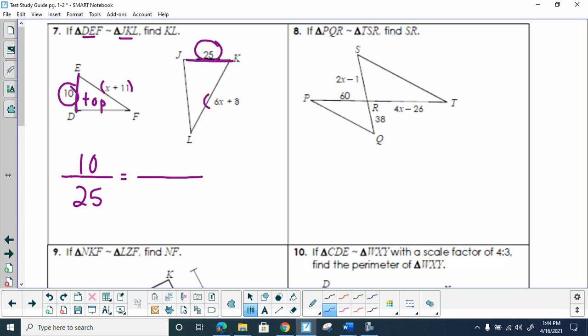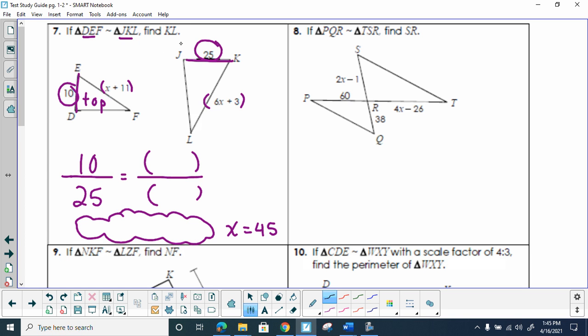Okay, I'll let you figure out which one to put on the top here. Okay, you'll do your cross multiplying. You'll have lots and lots of work to show. You should end up with x equals 45.